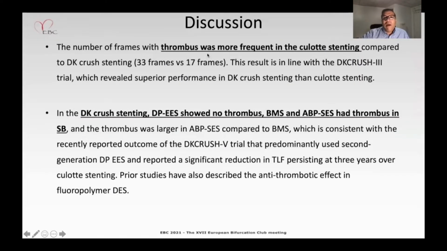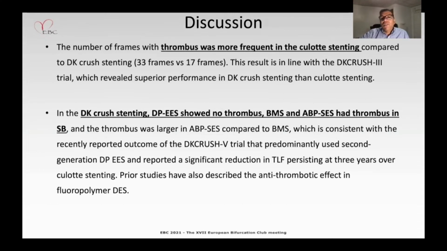So the number of thrombi with culotte stenting was more compared to that of the DK crush, 17 frames versus 13 frames. And these findings might explain why in the DKCRUSH-III, we see a superior performance of the DK crush model over the culotte stenting model. In the DK crush stenting, the durable polymers show no thrombus, and the bare metal and the abluminal sirolimus stent had some thrombus, mostly in the side branch of the model.